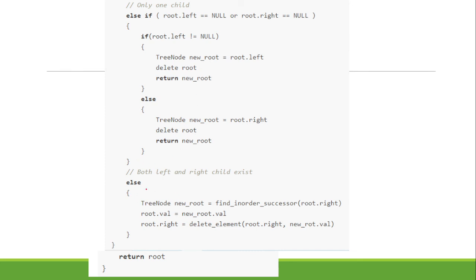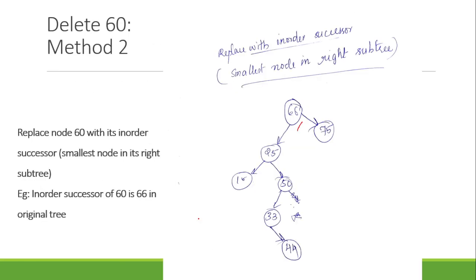Otherwise, if the node has two children, then what is to be done? Find the in-order successor, then replace the node with the in-order successor. Here, the in-order successor is named as new root. Replace the value of root with the value of its in-order successor. Then what is to be done? We have to delete the in-order successor. So those are the steps. Look at this example.